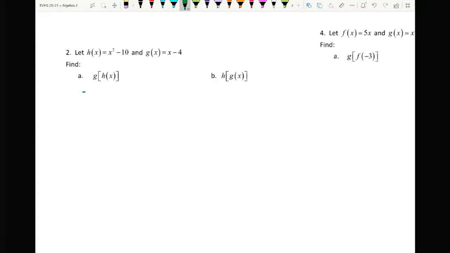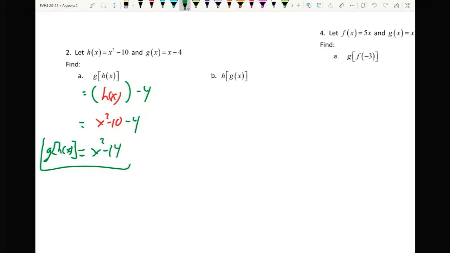So this is going to equal, let's say g is x minus 4, and then we got our h of x there. So h of x is just x squared minus 10 minus 4. So my answer here for g of h of x is just x squared minus 14. Okay? Now for h of g of x, h is x squared minus 10, and we're putting our g of x here.